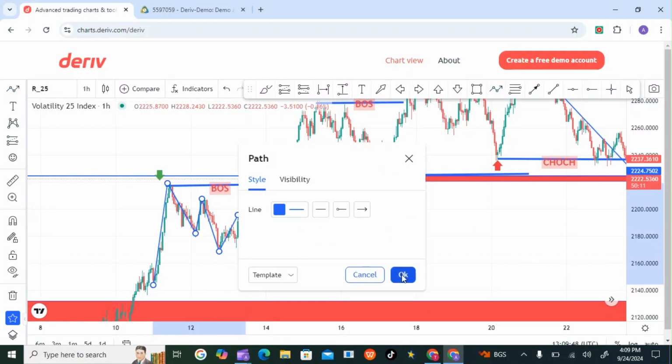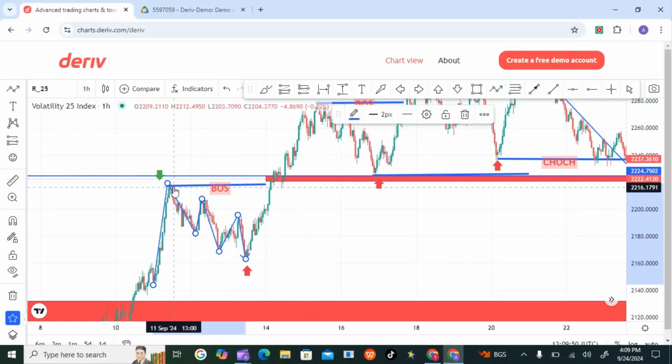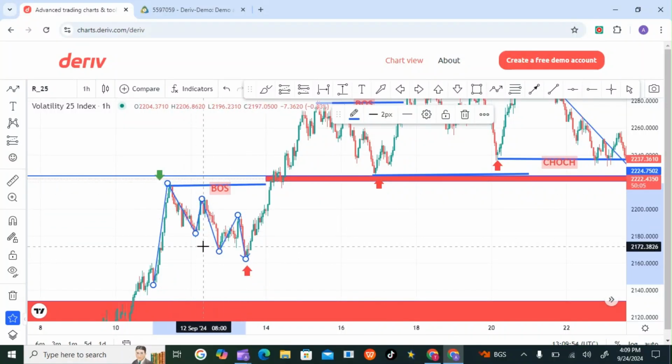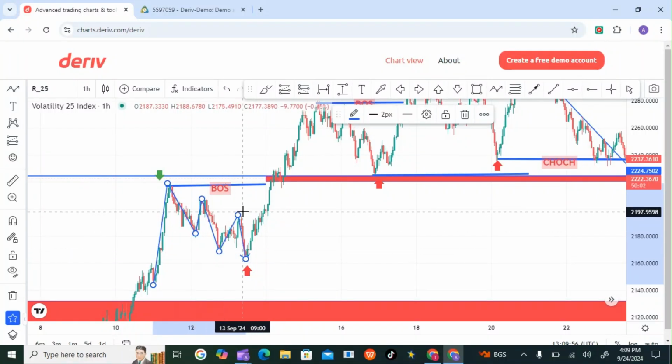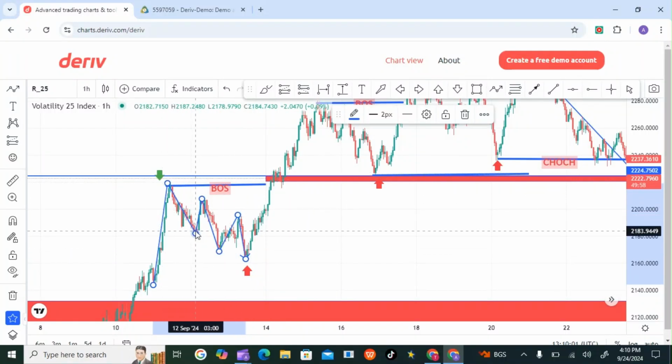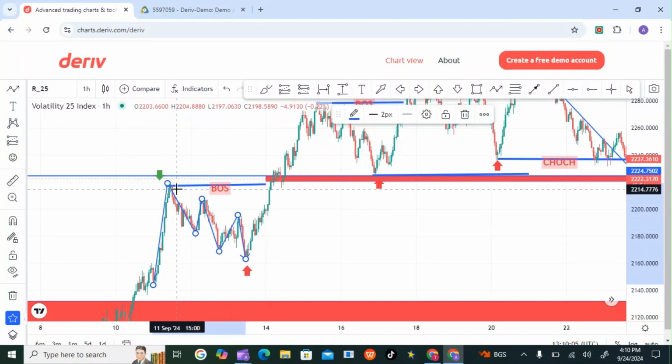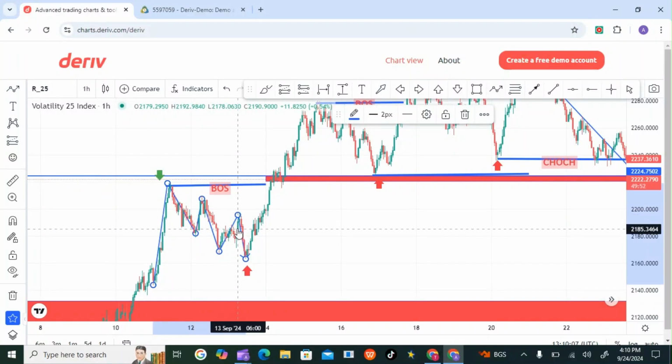Guys, do you remember when I talked about a pullback? This now is the pullback of the market, creating higher highs, higher lows, higher lows, higher low, lower low, higher low, lower low, higher low, lower low. That's how the market moves, making a pullback as it moves.